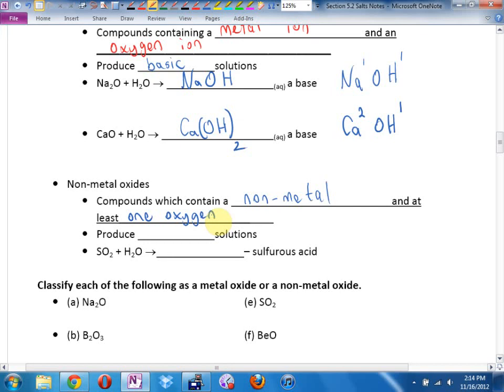Let's see if we can guess this. What do you think? If metal oxides mixed with water produce bases, what do you think non-metal oxides mixed with water might produce? Acids.